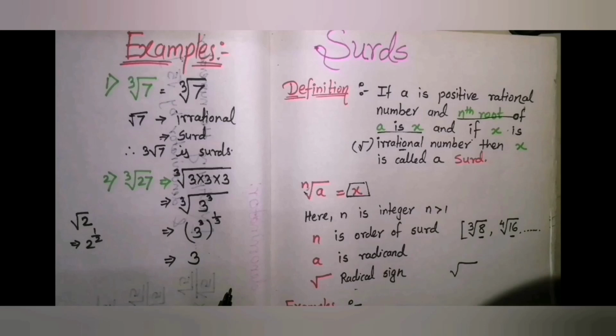Since it is not an irrational number, what is it? Not a surd. Look at the definition. What is given in the definition? Every irrational number is a surd. So 3 is not an irrational number. Therefore the second example is not a surd. Clear students? Therefore cube root of 27 is not a surd.